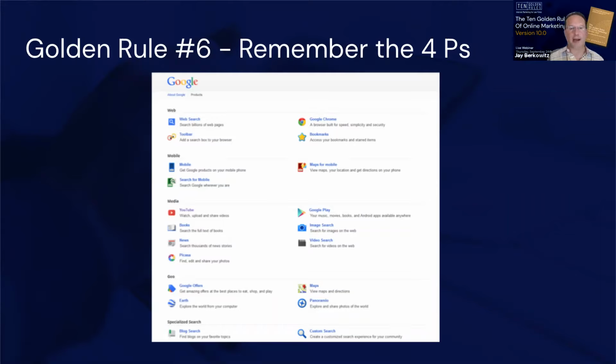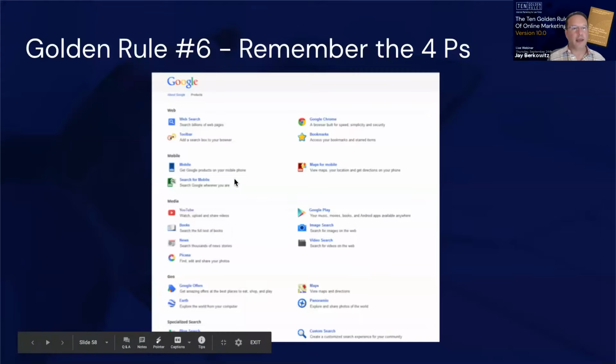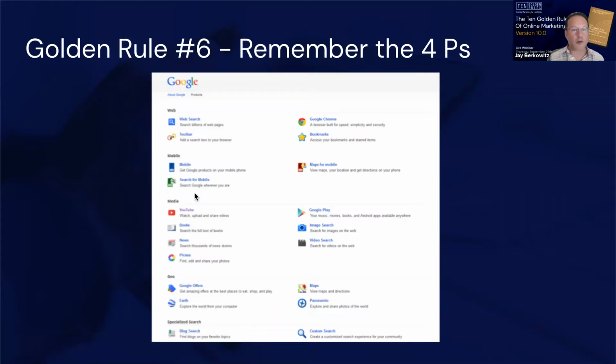Now, the first one, product. So Google has a list of all their products on their website, and things like web search and mobile and YouTube, Google bought YouTube, of course, are all termed as products, and there's product directors and product managers who work at Google. The reason for this explanation is that product marketing is a great way to think of your internet marketing. Think of your website as a product. Think of your landing page tests as a product. Think of your Google advertising as a product. Think of your SEO as a product.